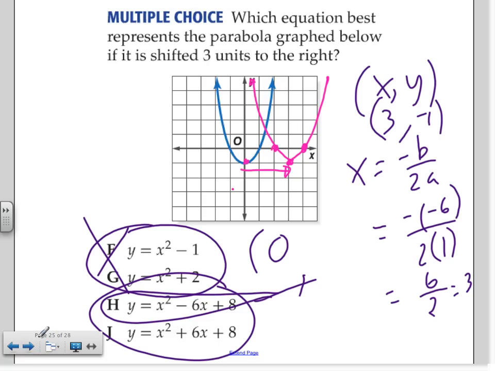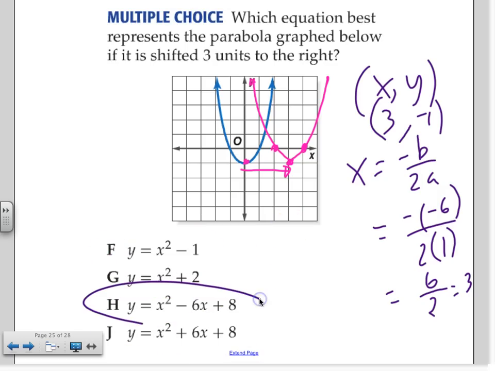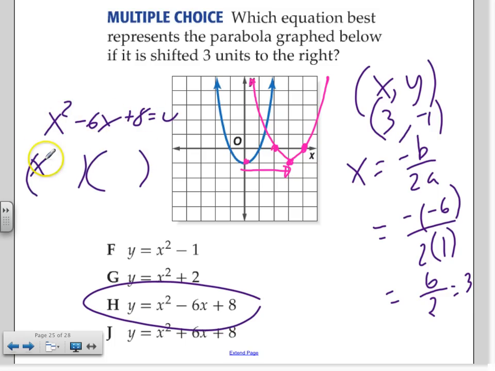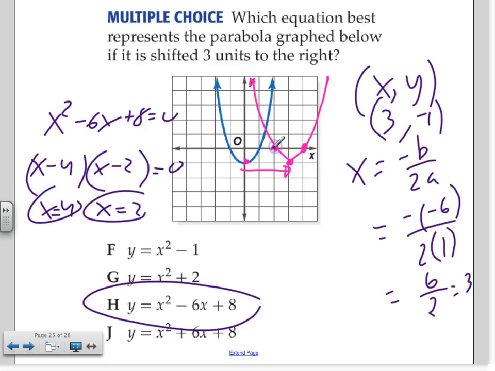Or, do you also realize that you can actually find the roots by factoring? I'm just going to prove it to you here. If you were to factor x squared minus 6x plus 8 equals 0, don't you have x minus 4, x minus 2? Because negative 4 times negative 2 is positive 8, and negative 4 plus negative 2 is negative 6. Solve for that. Don't you have 4 and 2? And look at the roots, 2 and 4. Match it up correctly as well.